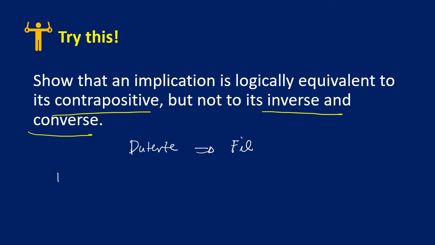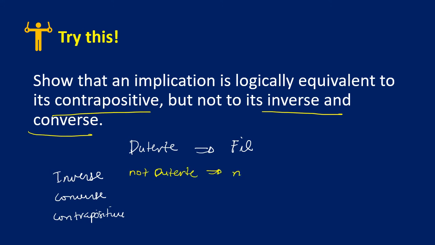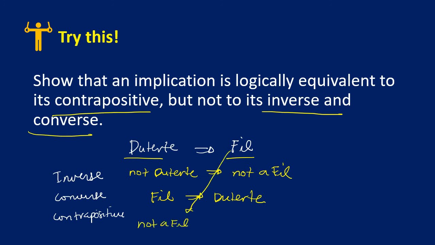Okay, let's form its inverse, its converse, and its contrapositive. What is the inverse? How do you form the inverse? You just negate both hypothesis and conclusion. If I am not Duterte, then I am not a Filipino. The converse, you just switch the premise and the conclusion. If I am a Filipino, then I am Duterte. What is the contrapositive? You negate the conclusion, I am not a Filipino, and negate the premise, not Duterte.